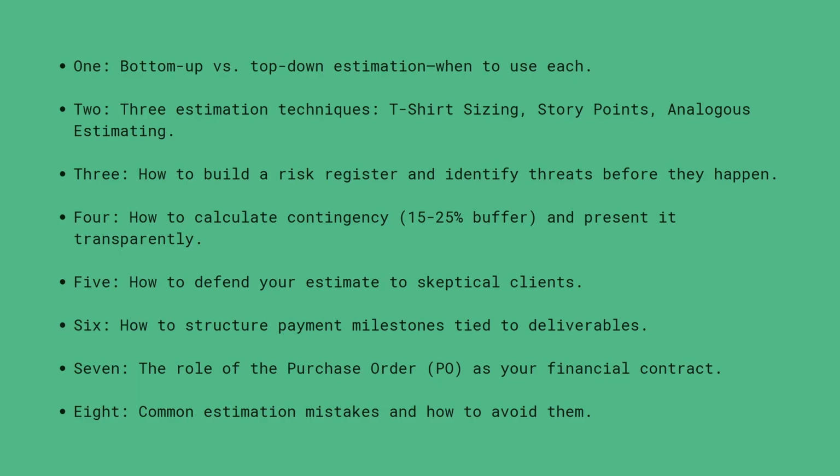By the end of the module, you will learn bottom-up versus top-down estimates and when to use each; three estimation techniques: t-shirt sizing, story points, analogous estimating; how to build a risk register and identify the threats before they happen; how to calculate contingency and present it transparently; how to defend your estimates to skeptical clients; how to structure payments, milestones tied to deliverables; the role of the purchase order as your final contract; and common estimation mistakes and how to avoid them.